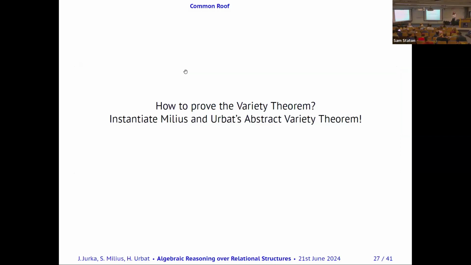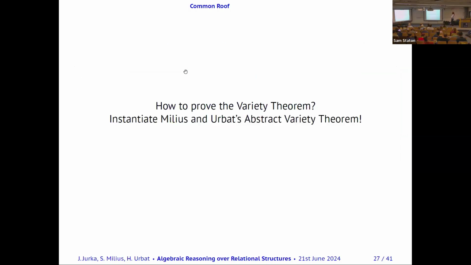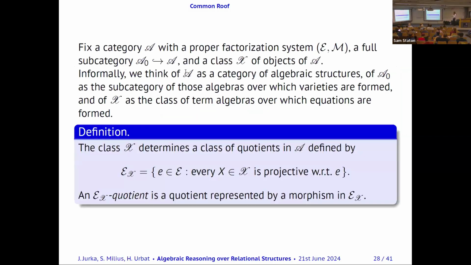So just a very brief idea of the proof. The idea is to use an abstract variety theorem that Milius and Urbat already had. So we fix a category A, a proper factorization system on it, so you can think of this as some kind of refined epimorphisms and refined monomorphisms, a full subcategory, and some class of objects. This then leads to this class EX, which is defined via projectivity. I am going just very briefly through this. It's not important to have all the details.